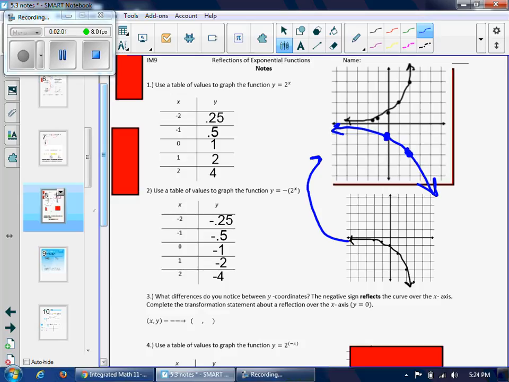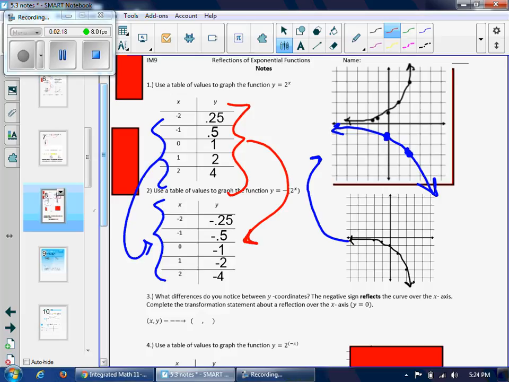If you're not a visual learner and graphs don't help you, which is fine, let's take a look at what happened to our table of values. These x values stayed the exact same, but what happened to my y values? Keep in mind that the negative sign also means opposite. So your y values that were originally positive up in quadrant 1 and 2 now became negative. They reflected over the x-axis, and your y values became opposite.